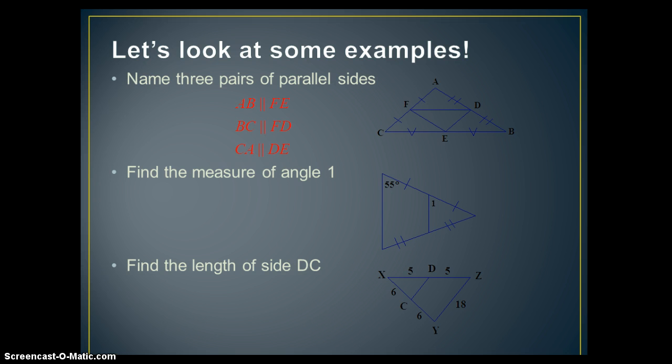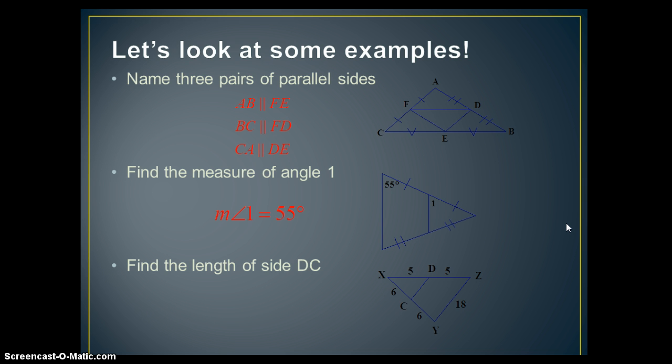To find the measure of angle 1, we again know we have a midsegment. And because it's a midsegment, we know it is parallel to the third side of that triangle. And so now I have two parallel lines cut by a transversal, making these two angles, 1 and 55, corresponding angles. And corresponding angles are congruent. So angle 1 is 55.